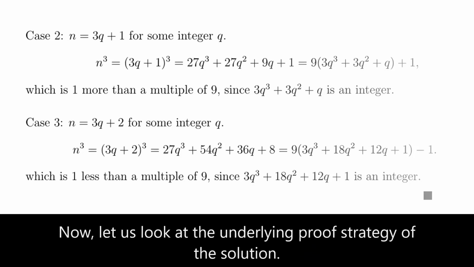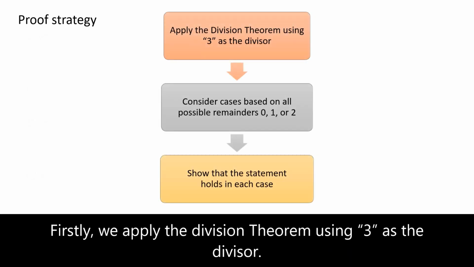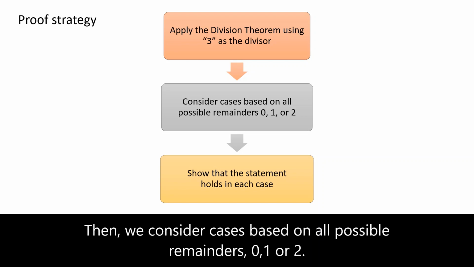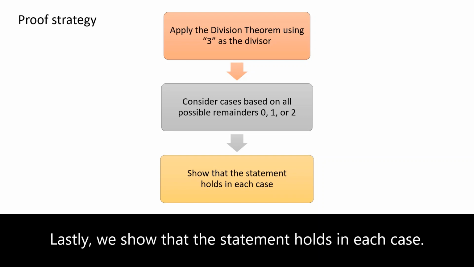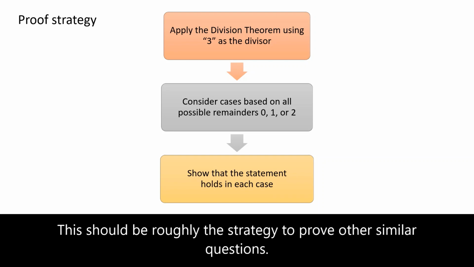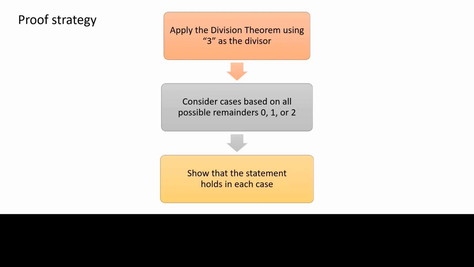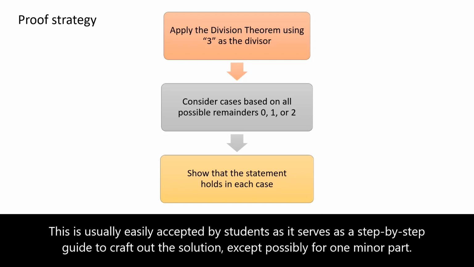Now let us look at the underlying proof strategy of the solution. Firstly, we apply the division theorem using 3 as the divisor. Then we consider cases based on all possible remainders, 0, 1, or 2. Lastly, we show that the statement holds in each case. This should be roughly the strategy to prove other similar questions. This is usually easily accepted by students, as it serves as a step-by-step guide to craft out the solution, except possibly for one minor part.